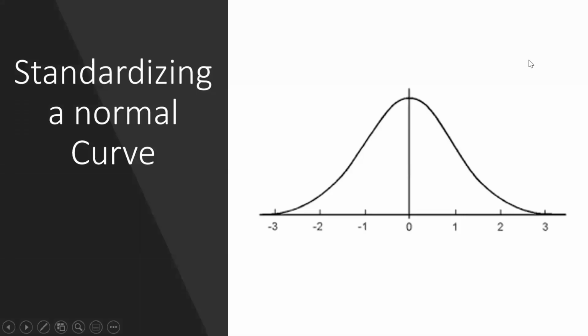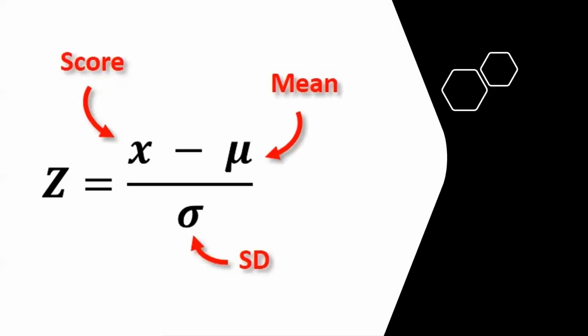Let's talk about standardizing a normal curve. In the normal curve, the numbers -3, -2, -1, 0, 1, 2, and 3 are what we call the z-scores or the standard scores. The purpose of this is to identify and describe the exact location of each score, x value, in a distribution. So a specific value of x can be transformed to a z-score or a standard score by using the formula z is equal to x minus mu over sigma, where x is the specific score, mu is the mean, sigma is the standard deviation.